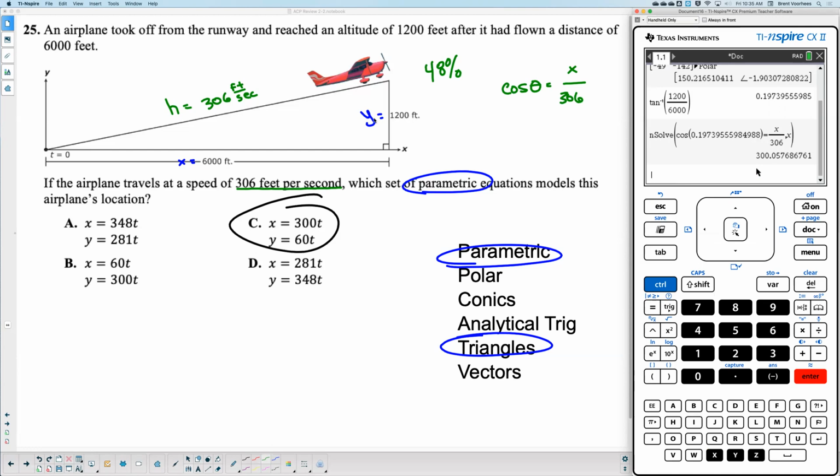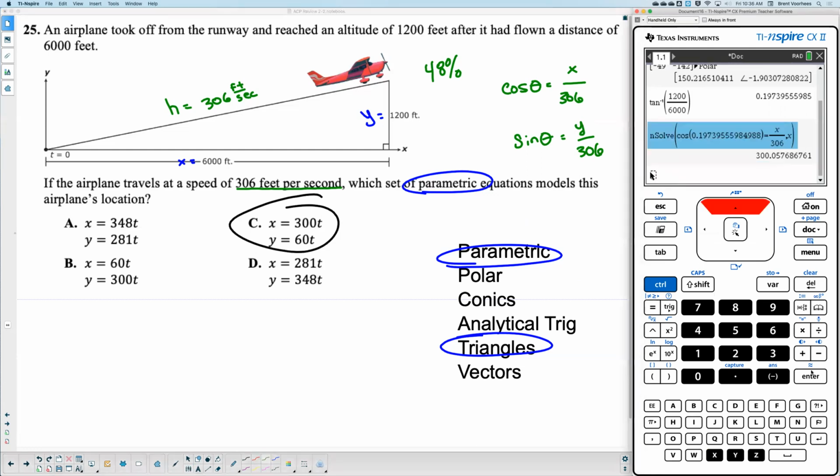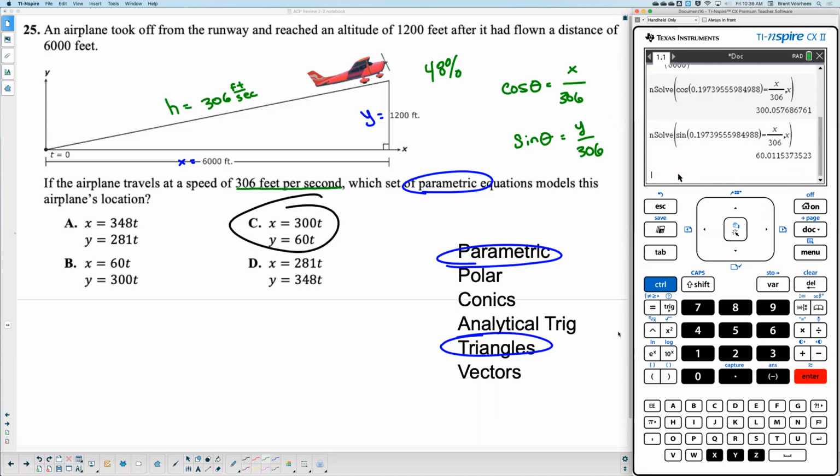The only thing different would be to find the y equation. What would you do differently when you solve? You would do a sine. Sine would be y over the h of 306. So if I just did the same thing again, but change this to a sine, you could also do it like that and get 60. So there's multiple ways of doing this problem. You could use your sine y, cos x, tangent y over x.